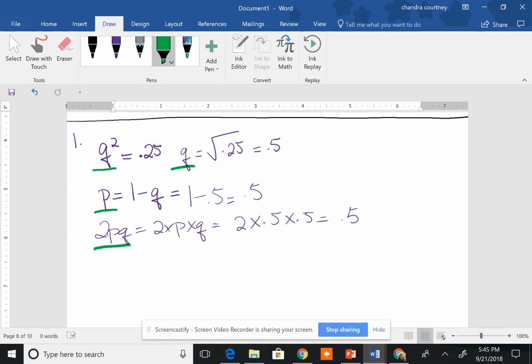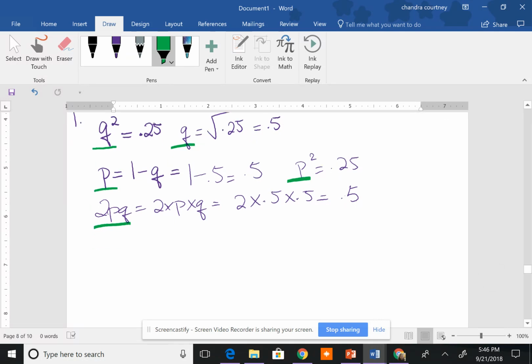Now I could go ahead and find P squared, which would be 0.5 times 0.5, right? So in that first part of the question, that's actually exactly what they're asking me for. What is P squared? So let's go ahead and write in P squared. If P is 0.5, then P squared is going to be 0.25. So now I have all parts of the Hardy-Weinberg equation. So let's go back to the question. The question says, what is the percentage of the population that is homozygous dominant?